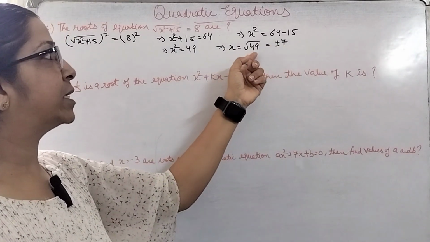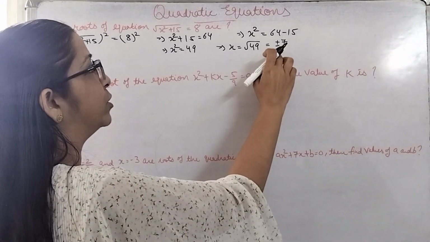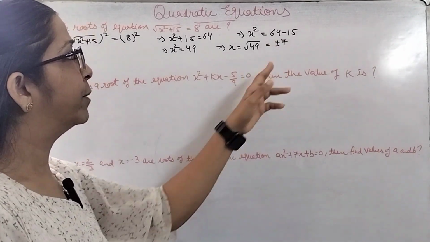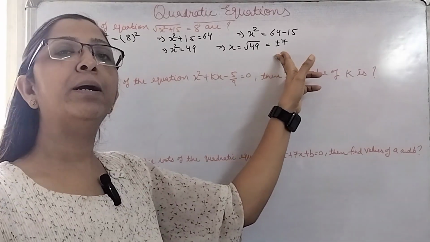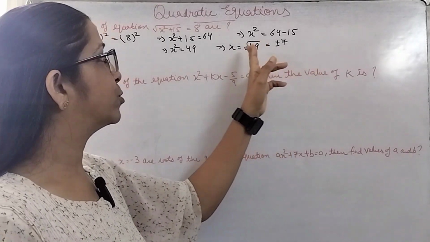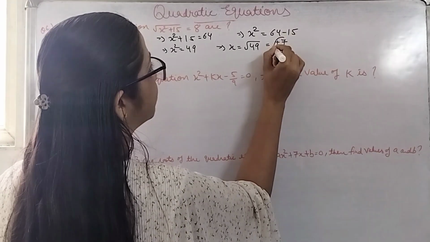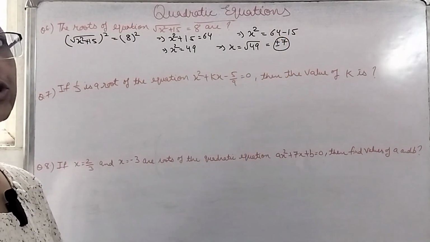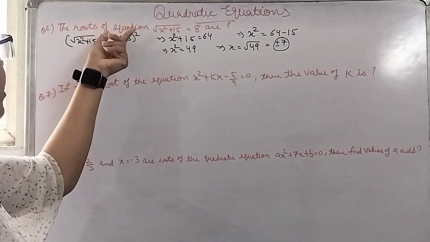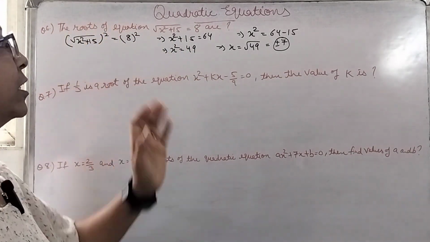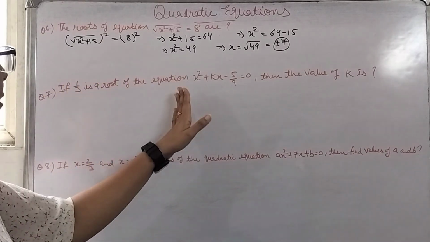Because 7 multiplied by 7 is 49, that means the square root of 49 is 7. We will take both signs, plus and minus, because if we multiply plus 7 into plus 7, it will be 49. If we multiply minus 7 and minus 7, then also it will be 49. So plus minus 7 will be the roots of the equation. So if it is not directly given in quadratic equation form, then we can convert it like this. Now let's see another question.